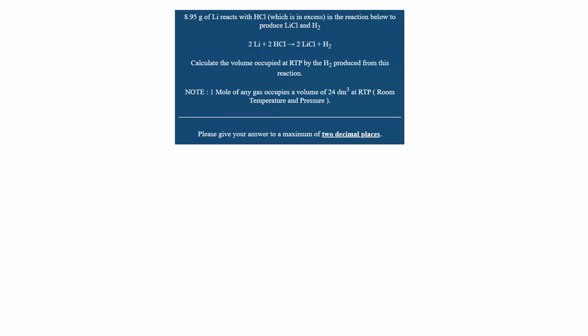In order for us to work out the amount of substance of hydrogen gas produced, we will get to the point of using this balanced equation, but the first thing we want to do is work out the number of moles of lithium that actually reacted. The equation we're going to use is that the mass is equal to the moles multiplied by the molar mass, which in other words, dividing both sides by the molar mass, is that the number of moles is equal to the mass divided by the molar mass. And we have this value, 8.95.